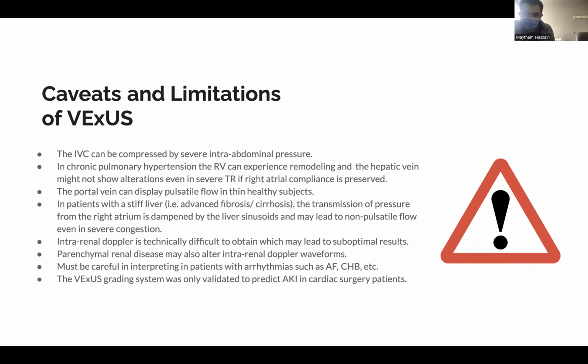And even in the setting of TR, you might have normal tracing of hepatic vein flow. Conversely, also in people with severe TR, you might always get an abnormal tracing of their hepatic vein waveform, which needs to be taken with a grain of salt. And that's why doing serial VExUS scans can be helpful in people you're suspecting have congestion.